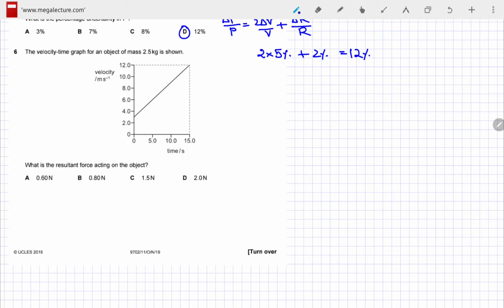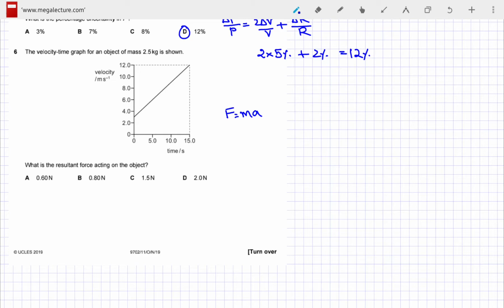Moving on to the next question. The velocity-time graph for an object with a given mass is shown below, and we are asked to compute the resultant force acting on the object. So what is force? We know that force is given as mass times acceleration. But what is the gradient of this graph?